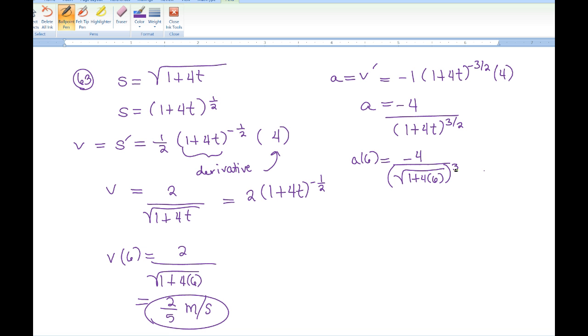It's a lot easier because this would be square root of 25 again, and so you get 5. 5 to the third would be 125. So we get negative 4 over 125. And what are the units? Meters per second squared. Good. It's actually meters per second. Thank you.